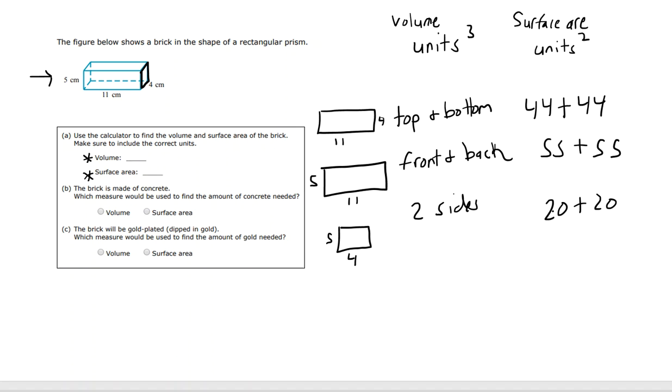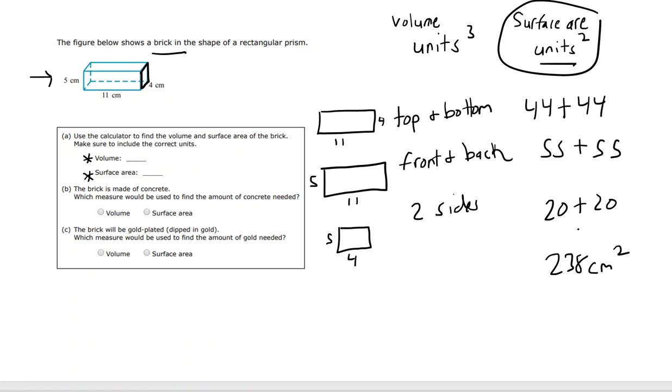Okay, so now we just need to add all of these up, and that will give us the surface area for this brick. And that will give us 238. And then remember, this is going to be centimeters squared. Whenever we're doing surface area, our units are always squared. Okay, so for the surface area, we get 238 centimeters squared.